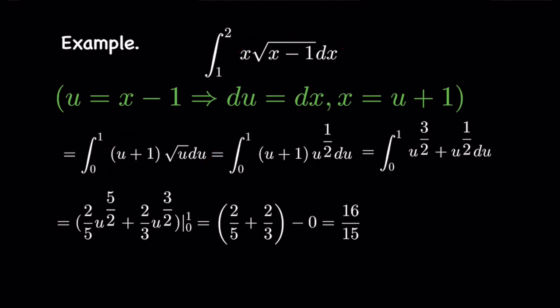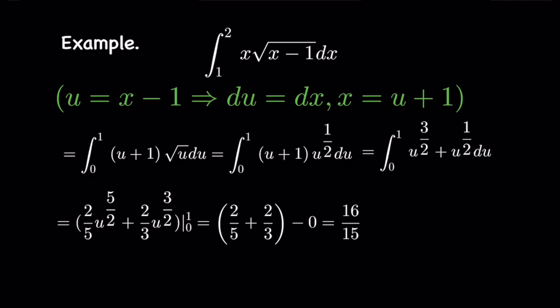But this is a definite integral. We need to update the lower and upper bound as well. So the lower bound for x is 1, and this is the relationship between u and x. If you substitute x by 1, you will get u equals 0. And the upper bound is 2. If in this formula you substitute x by 2, you will get u equals 2 minus 1, which is 1. And that's the upper bound for u. Now you're done. Basically, everything is written in terms of the new variable u.